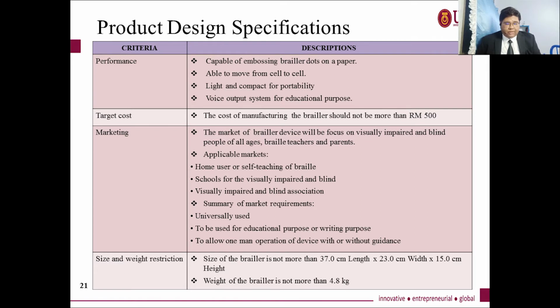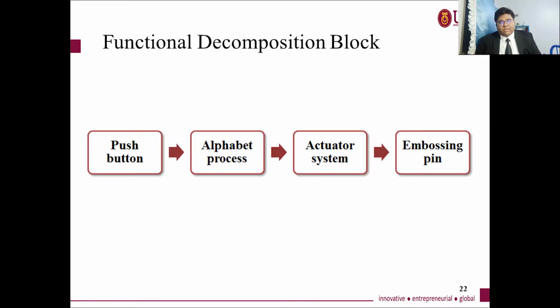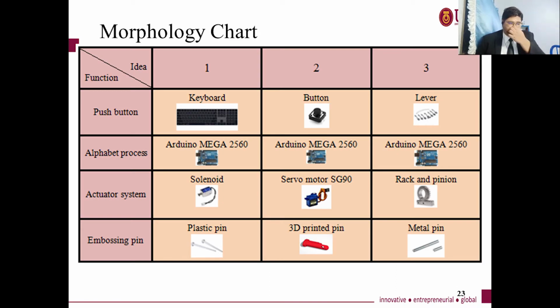The last one is size and weight restriction, where the size of the brailler must not be more than 37 cm length, 23 cm width, and 15 cm height. The weight also must not be more than 4.8 kg. Okay, this is the functional decomposition block. The first one is the push button, then the alphabet process, then the actuator system, and lastly the embossing pin. So the morphology chart is made to give guidelines in designing the concept design based on the previous functional decomposition block.